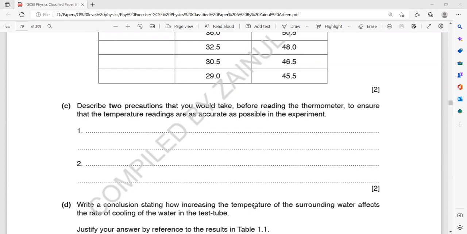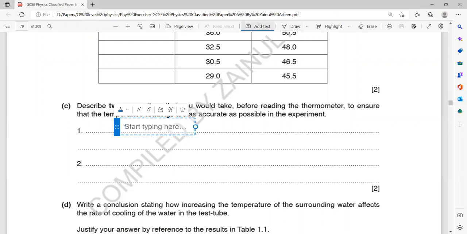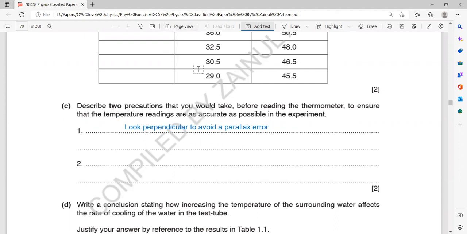No, for thermometers, we cannot say we should make sure it is starting at 0. It can start at any number because a thermometer usually records the surrounding temperature. For a stopwatch, yes, it should start at 0, but for a thermometer, you cannot say this. It is right. First point, we should mention avoid a parallax error. Look perpendicular. What else? So we should look perpendicular to avoid a parallax error.